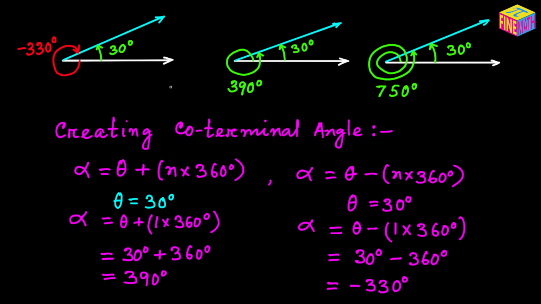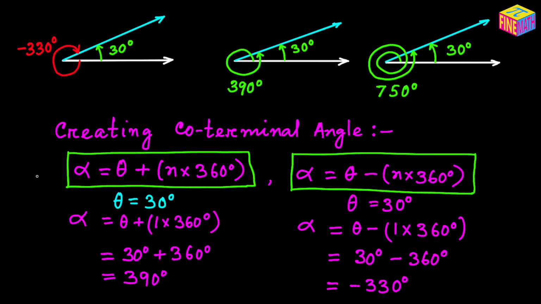Now, if you subtract one more 360 degrees, then it will become negative 690 degrees. That would be another negative coterminal angle for the positive 30 degree angle. So this is how we can create positive or negative coterminal angles. It's very easy. These are the two little formulas right here. To find a positive coterminal angle, you simply add some integral multiple of 360 degrees, and to find a negative coterminal angle, you simply subtract an integral multiple of 360 degrees from the original angle. In this case, theta is the original angle and alpha is the coterminal angle that we are trying to calculate. I hope the concept of coterminal angle is clear now.